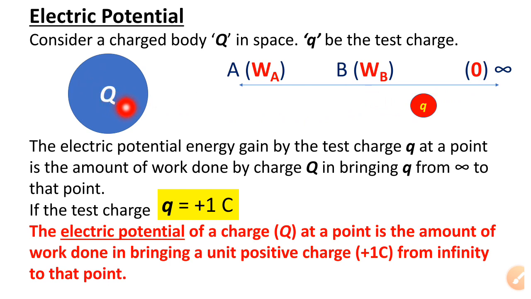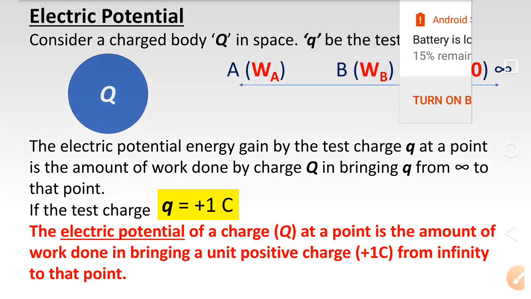So for this charge q, the electric potential at different points, A or B or C, anywhere, is equal to the amount of work done in bringing a unit positive charge, that is plus 1 coulomb of charge, the test charge taken as plus 1 coulomb, from infinity to that point, and this is what we call the electric potential.